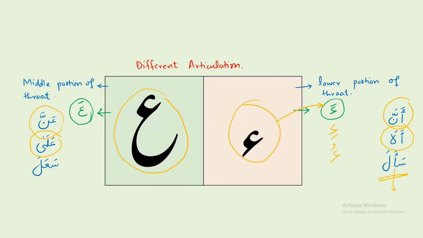Hamza here is in the middle. Sa'ala, sa'ala. But here, the ayn is in the middle, and we will say sa'ala, sa'ala. Okay, this is the difference. The first one is ala, the second one is ala, like this.